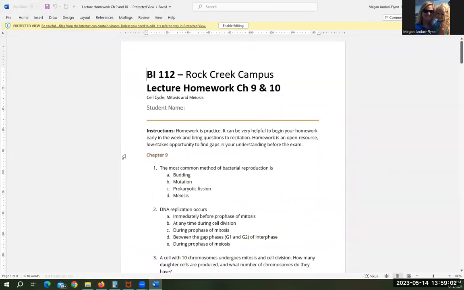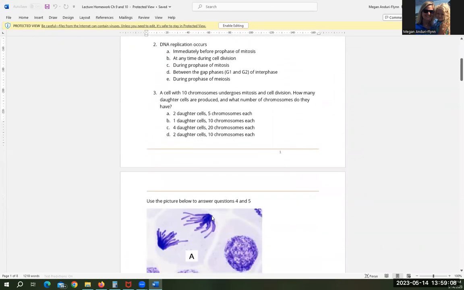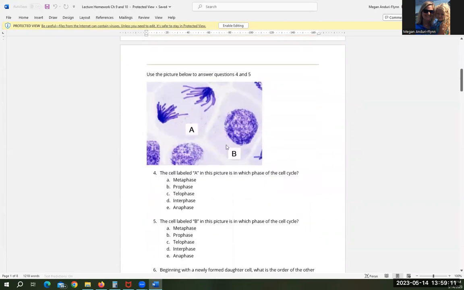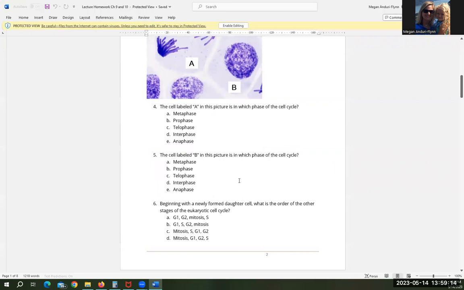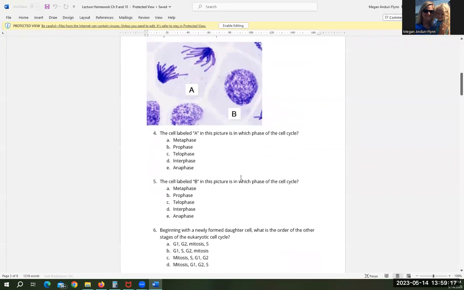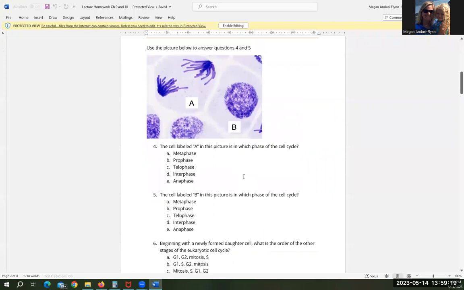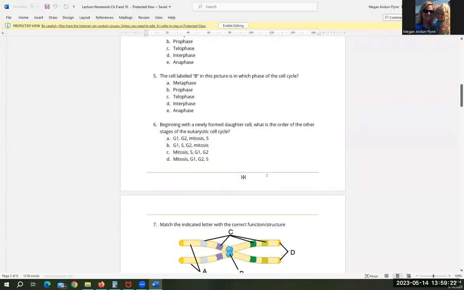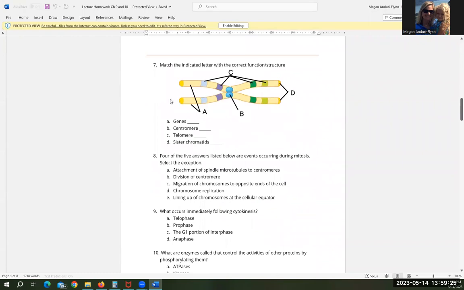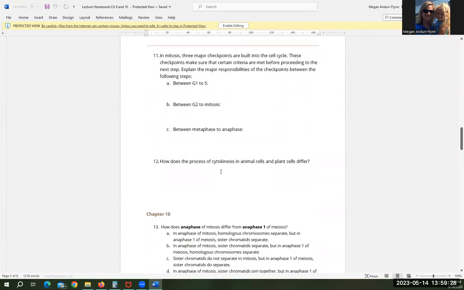So I split it up into chapter 9 and chapter 10, so they're separate. So here's chapter 9. We have some regular multiple choice, and then here are cells that are in different stages. Okay, so we'll actually look at cells under a microscope in different stages of mitosis, not this week, but in next week's lab. Let's see, we've got some matching terms, more multiple choice. This is where you're basically just telling me what is occurring at the 3 major checkpoints. So we want to make sure that our cells are replicating correctly.